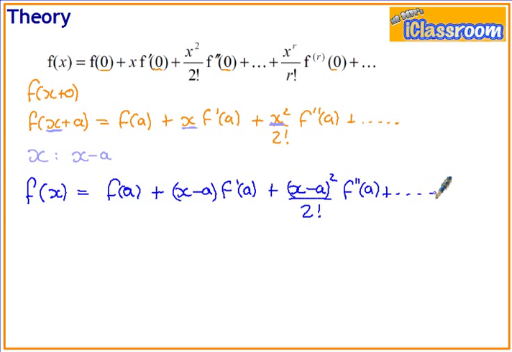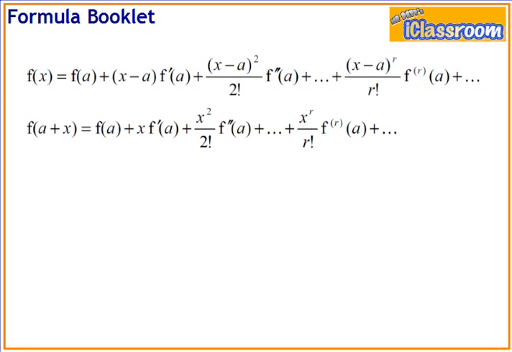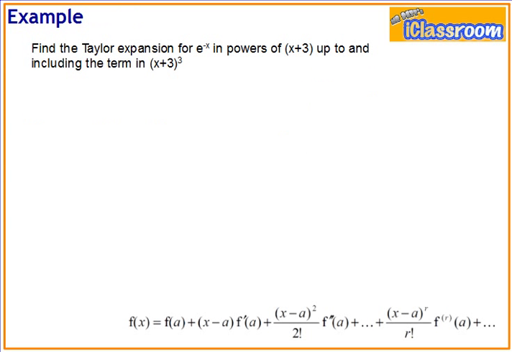And these were two power series expansions that give us an approximation to a function in the locality of a point a. Obviously we don't need to remember them, they are here in the formula booklet, so let's now go along and have a look at how they can be used. So in this question we're asked to find the Taylor expansion of e to the minus x in powers of x plus 3, up to and including the term x plus 3 cubed.